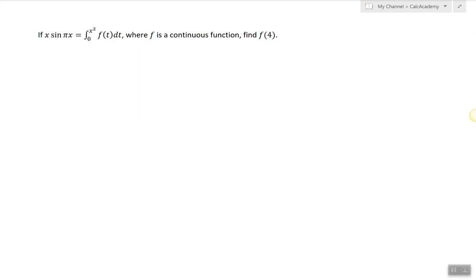In this video, I will show an interesting application of the fundamental theorem of calculus. So let's take a look at this problem. We have a function f, which is an integrand of another integral function. So we can think of function f as if it is defined implicitly.